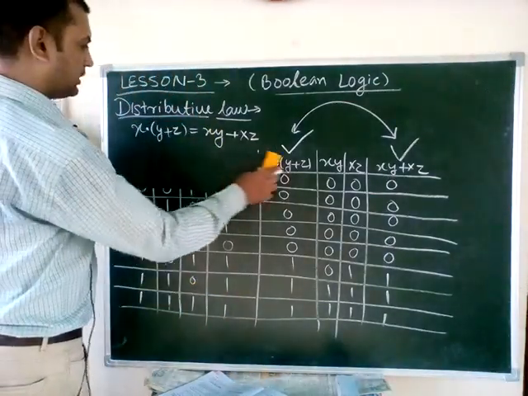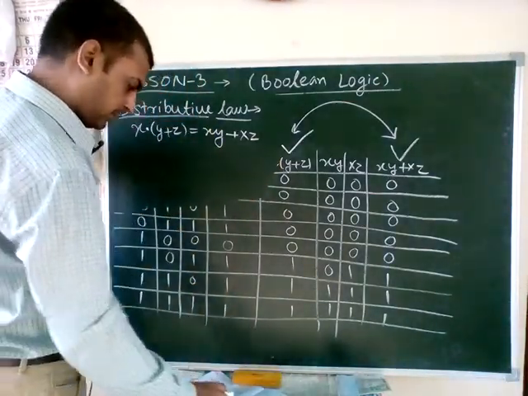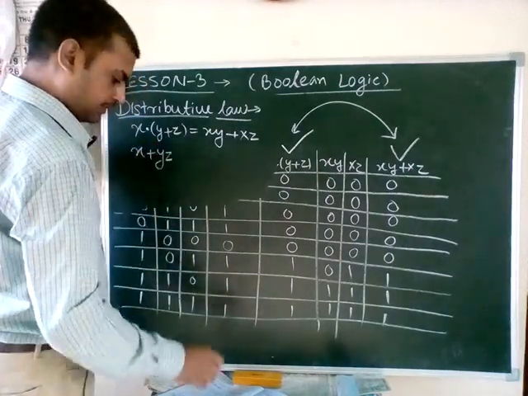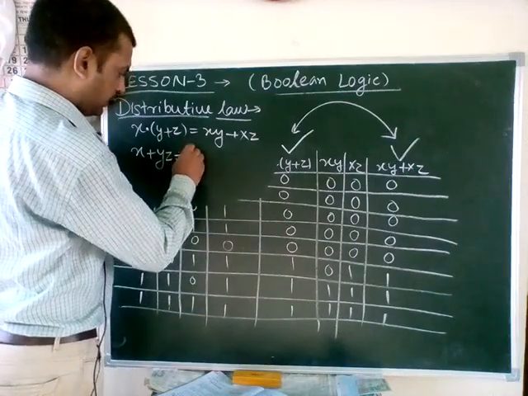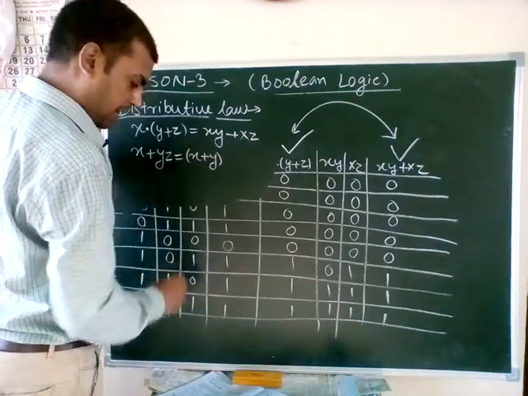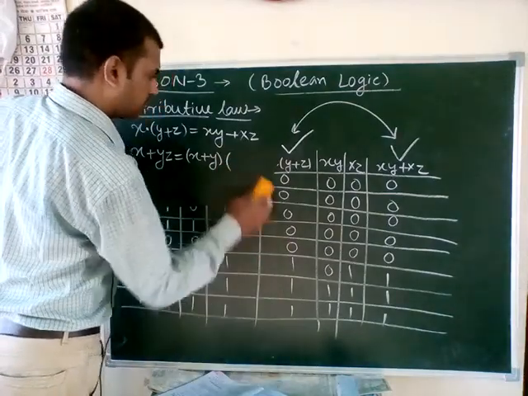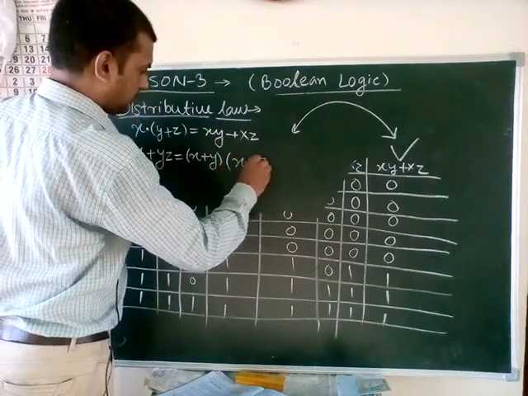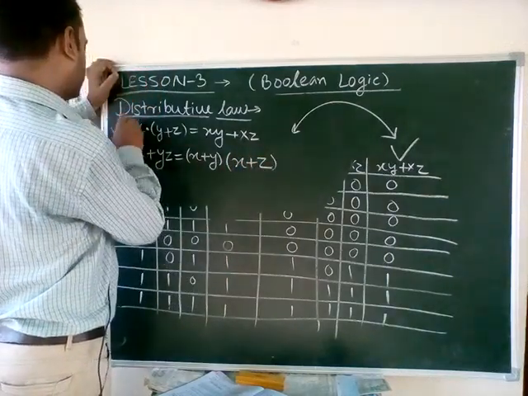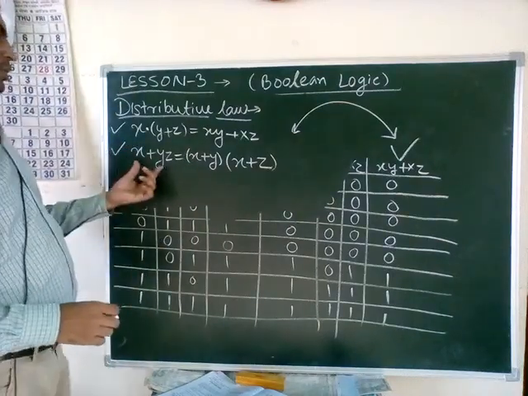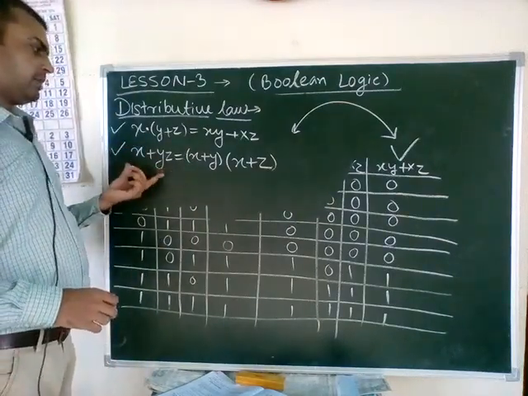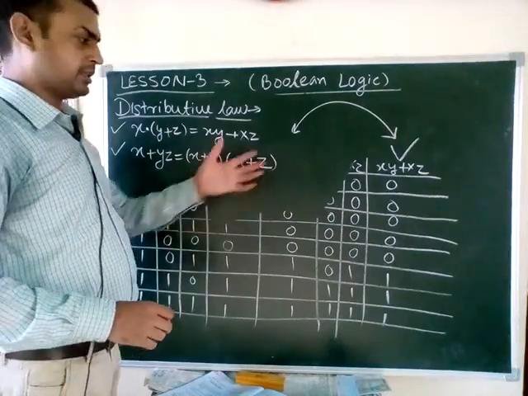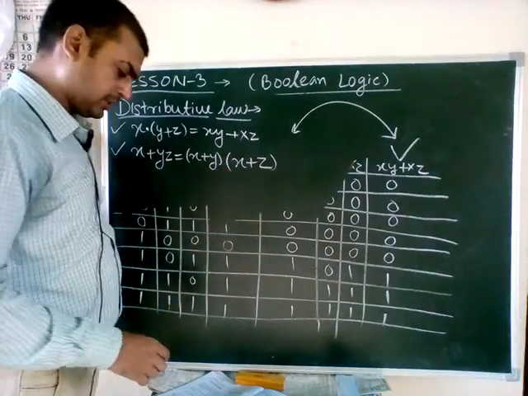In this, one more law is there that you have to note down. X plus yz is equal to (x plus y) into (x plus z). Now this is the first one, this is the second one. These are the two laws. So in this, what you will do? First you will multiply, then add. In this, first you will add, then you will multiply both. So by this, it is a simple table, you have to solve this also.